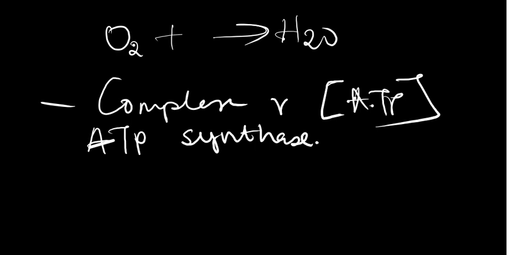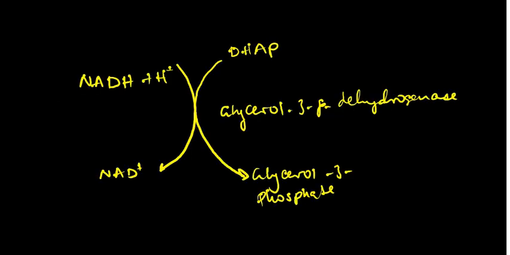So this is something special about complex 5. Alright, so we're going to talk about substrate shuttles that transport these reducing reagents like NADH, FADH, and so on and so forth. The first one that we're going to talk about is the glycerophosphate shuttle. I think I'll even write it here. So this is the glycerophosphate shuttle.